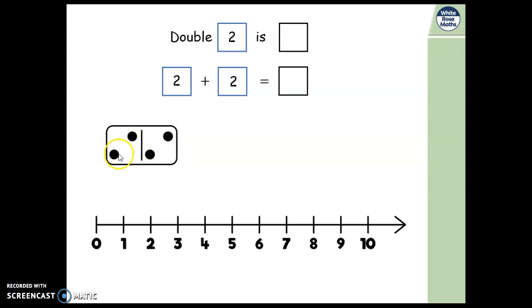We have a domino. If we've got 2 add 2, that means we've got double 2. If we were looking at it on a number line, we could skip count in 2s. 2, 4.